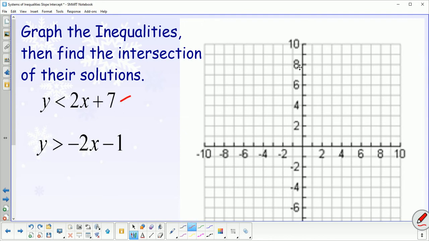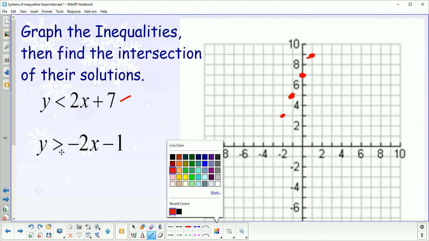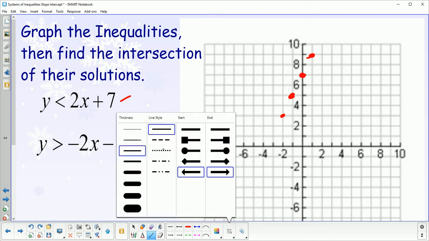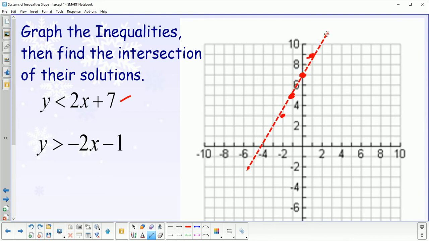I'm going to put plus 7 up here, and then I'm going to go up 2 and right 1. And then I'm going to do the same thing, coming down 2 and left 1. I'm going to do that a couple times, and then I'll graph my line in red. I want to make sure that this is a dotted line because we're not including the value here. So up 2, right 1, I'm going to graph that line, and let's try to make that a little more accurate.